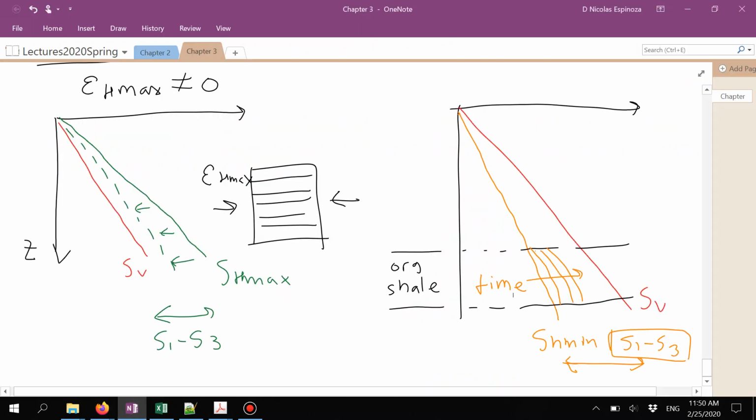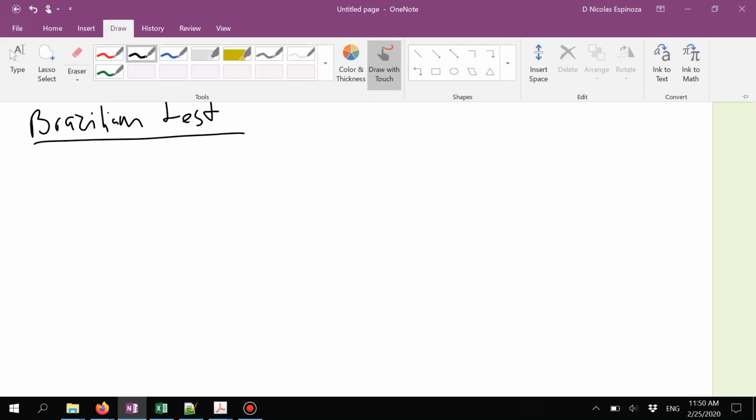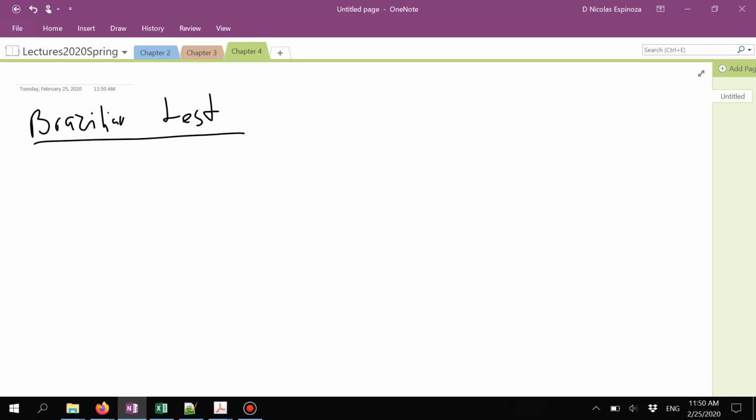So now we're getting into chapter number 4, and in chapter number 4 we're going to talk about the Brazilian test. So let me do this schematic again. Brazilian test.